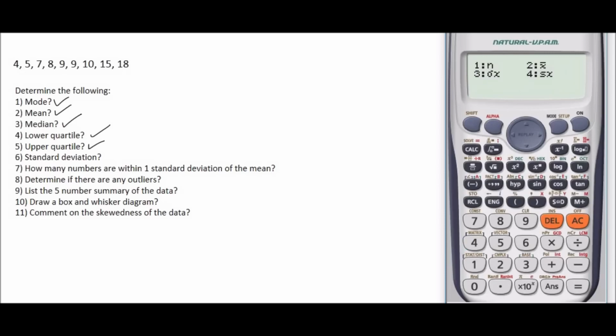Now, standard deviation is the funny symbol at number 3. So you'll push number 3, and then you'll just say equals. And that over there is your standard deviation. It's 4.25 if we round up to 2 decimals.